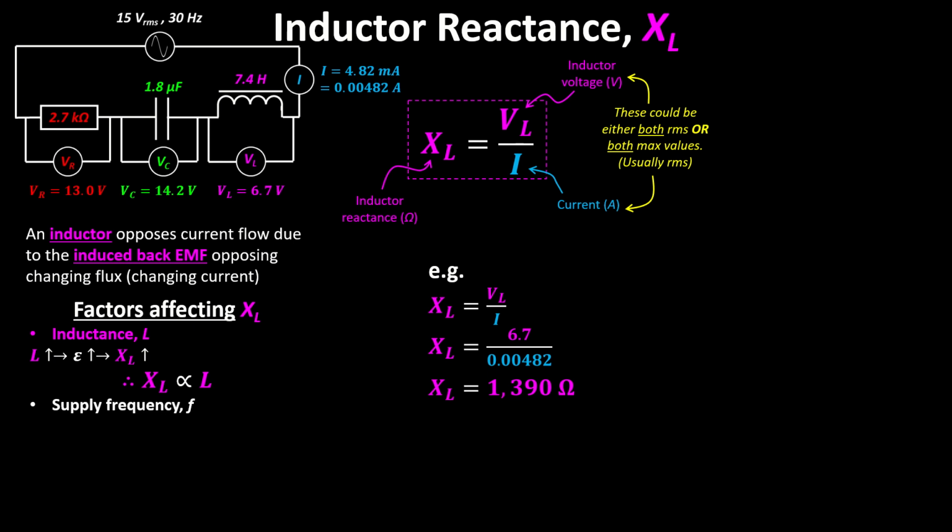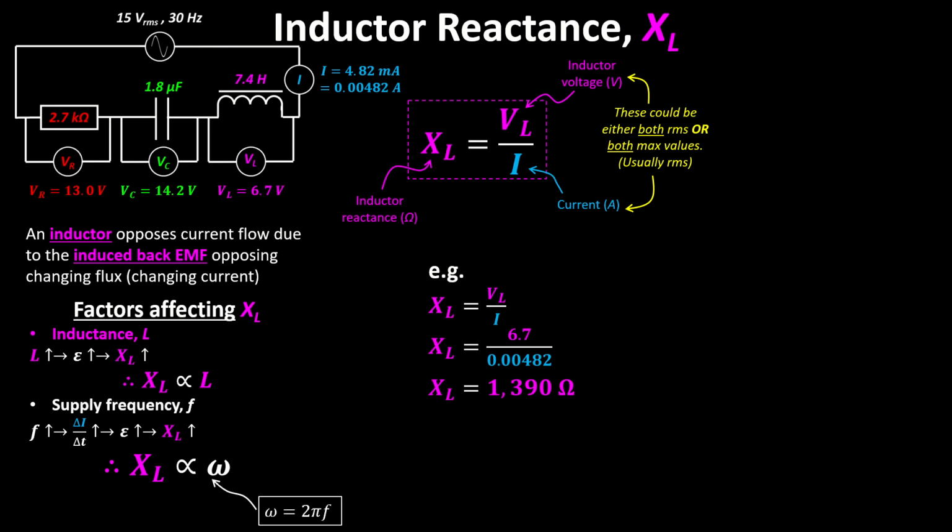Also, the supply frequency matters. If we increase the frequency, that means the rate of change of current is higher. If the current's changing, and the frequency is higher, it's changing back and forward more frequently. That means the rate of change of current is higher, mainly because the delta T is smaller. That means we're going to induce a larger back EMF, and because we're inducing a larger back EMF, we're going to have a larger opposition, so the inductor reactance will increase. So the inductor reactance is proportional to the frequency, or we're going to write it again in terms of angular frequency, angular velocity, 2 pi f.